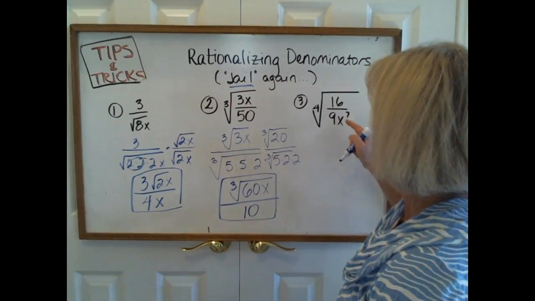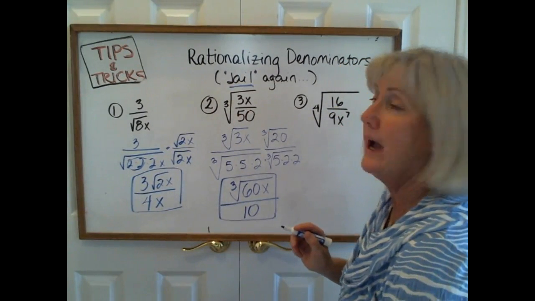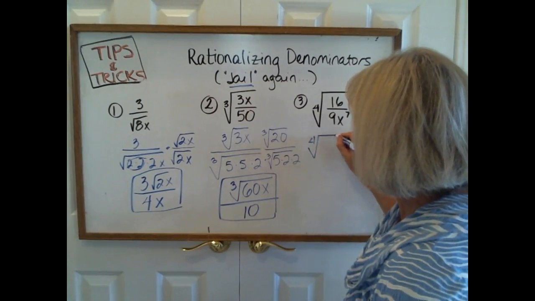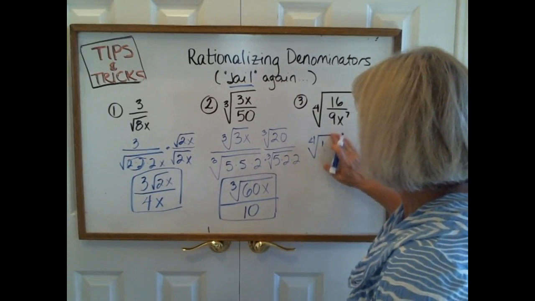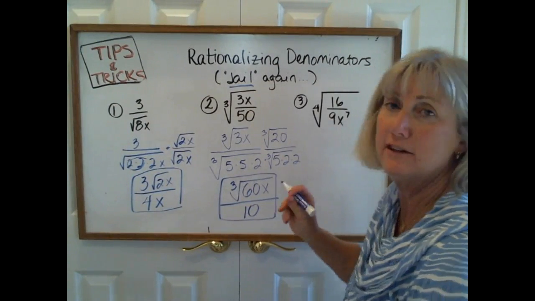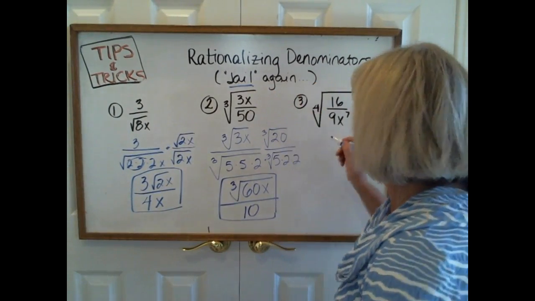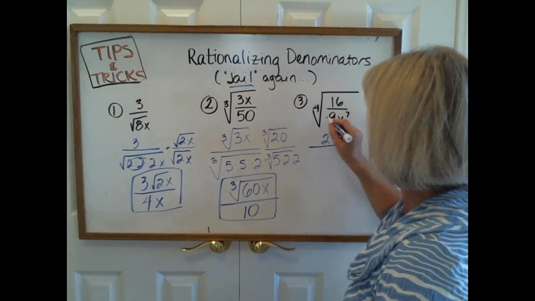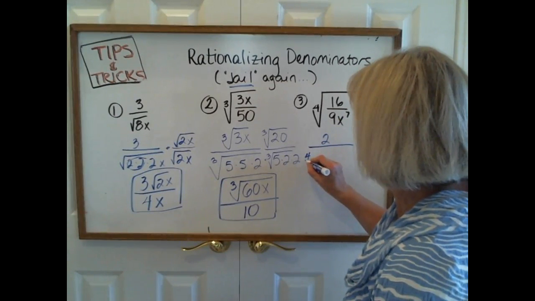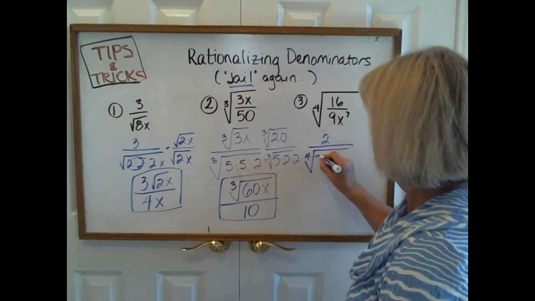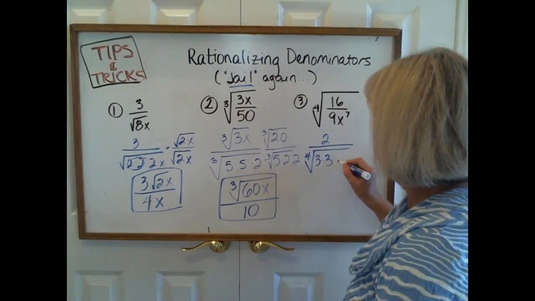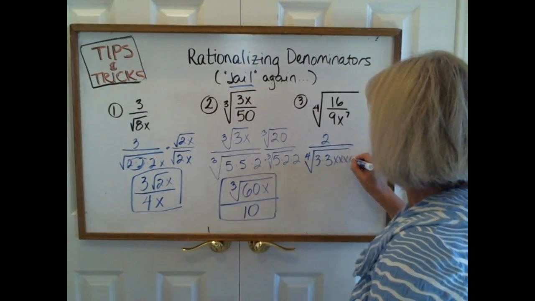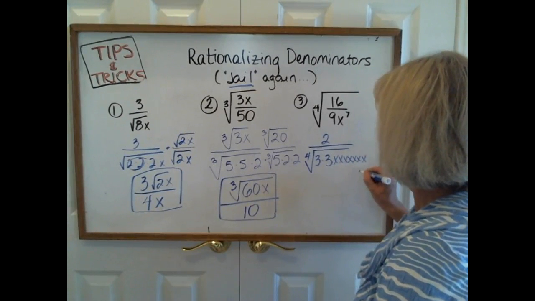We'll do one more here. So this is 16 over 9x to the 7th. So we're going to have the 4th root of 16, which is actually 2, because 16 is 2 times 2 times 2 times 2. So I'm just going to write this to save us work, 2 in the numerator, and then I'm going to break this up. So it's the fourth root of 3 times 3, which is 9. And then we have 7 x's. So 1, 2, 3, 4, 5, 6, 7.